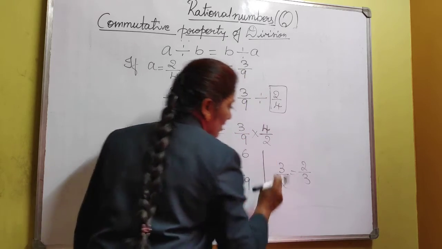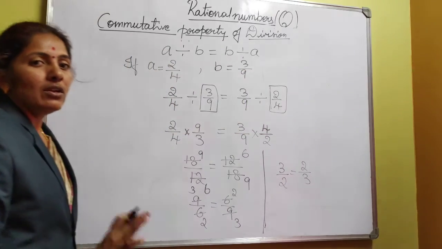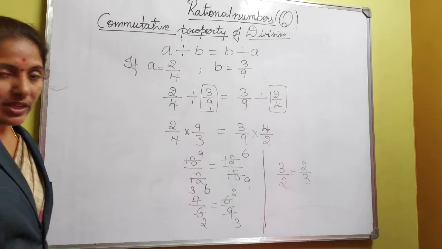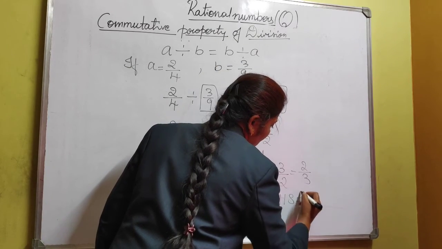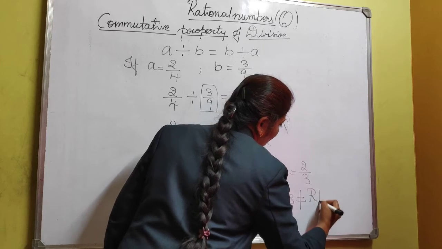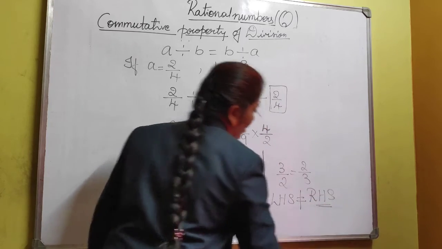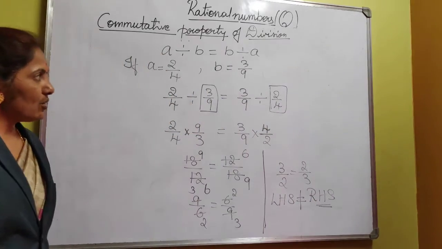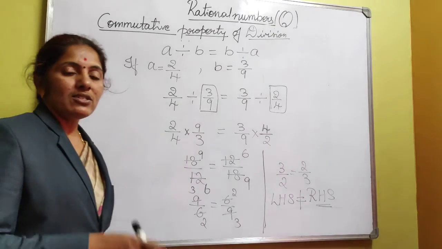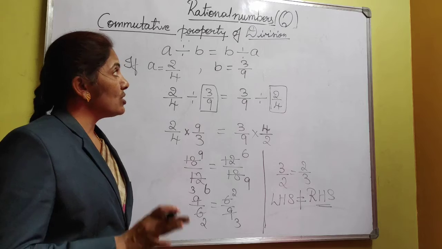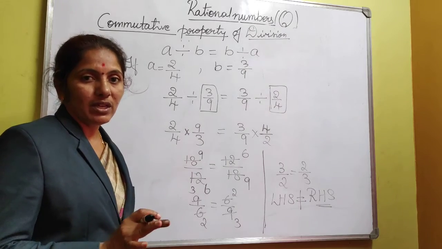Is it possible that 3 by 2 is equal to 2 by 3? No. So what do we conclude here? The value of LHS is not equal to RHS. So I can conclude that the commutative property of division is not closed under rational numbers.